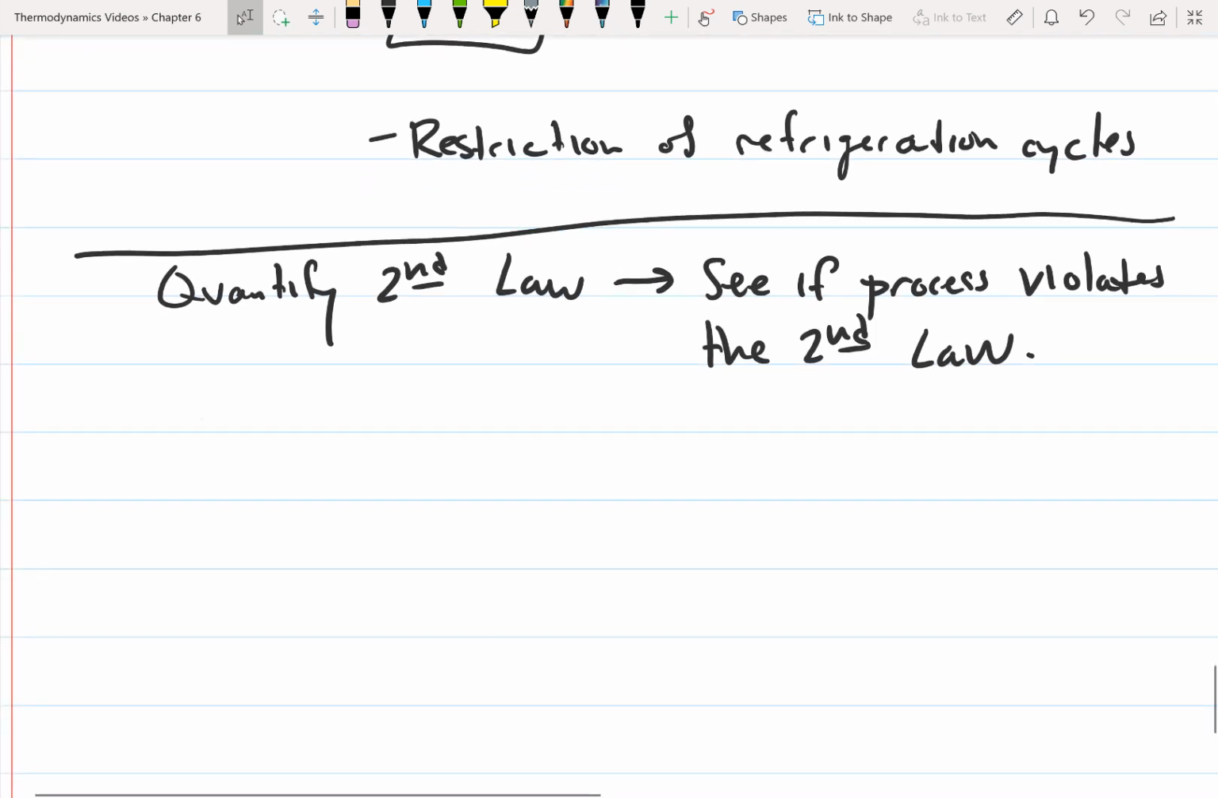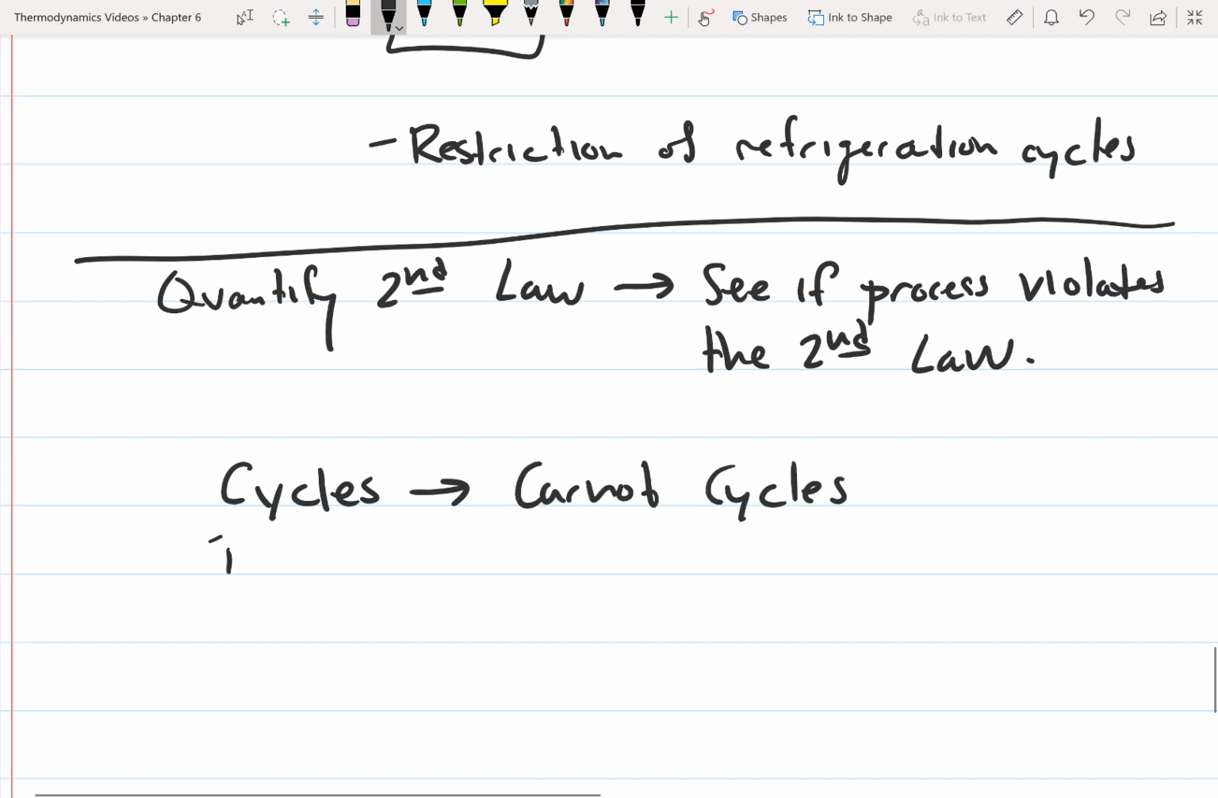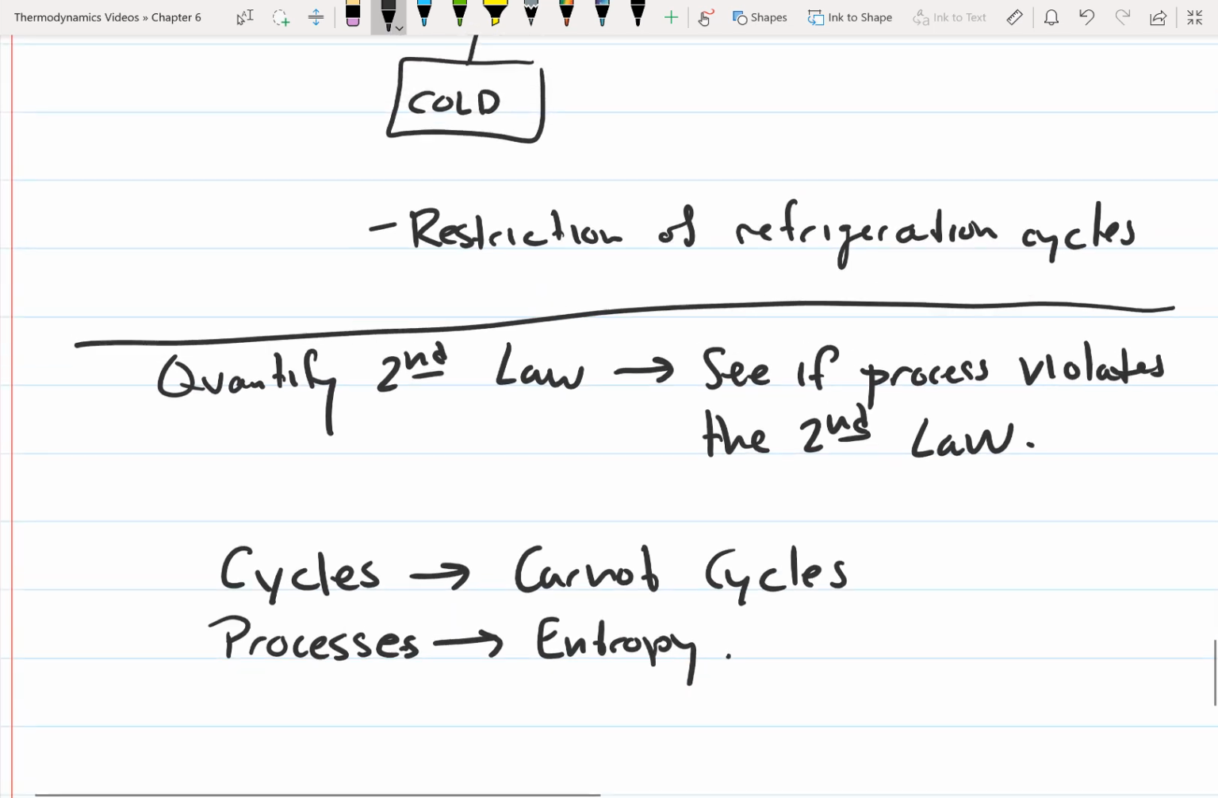So the way I'm going to approach this, and this is going to be in future videos, is I'm first going to talk about cycles. We're going to quantify the second law with cycles, specifically the Carnot heat engine cycle and refrigeration cycle. And then after we talk about cycles, we'll talk about processes. And processes is where we can define the term entropy. So we're going to get into that later.